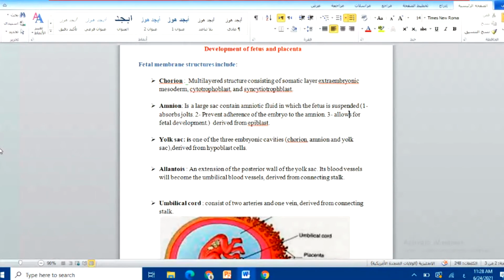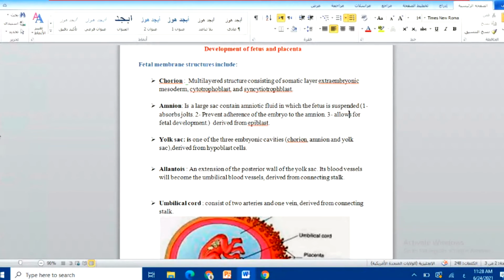If it is more than the middle range, it will be harmful for the baby, or it will affect the baby. But if it is less than this, it is a dangerous case for the fetus.